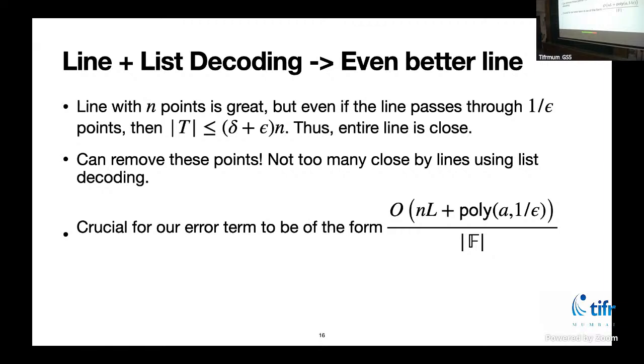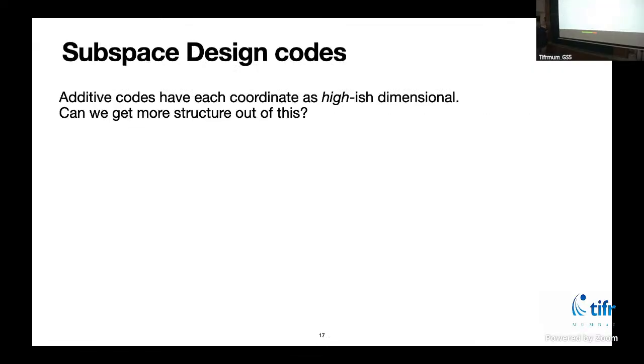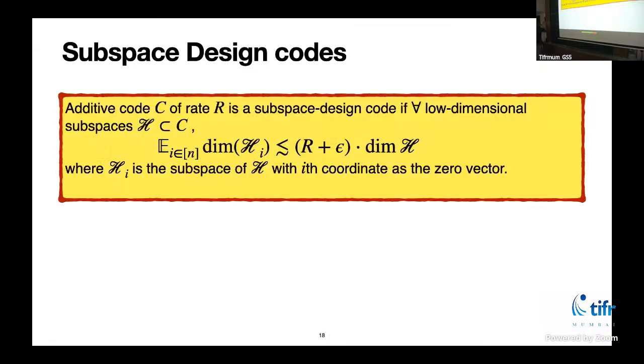Good. So I talked about these subspace-design codes in my title, and I talked about these Reed-Solomon codes. So why do I talk about them? The point is these additive codes have high dimensional coordinates, and can we get more results from these instead of just single evaluation points? So I'm going to throw a definition here. Don't worry, it looks a bit stressful, but we'll get through it.